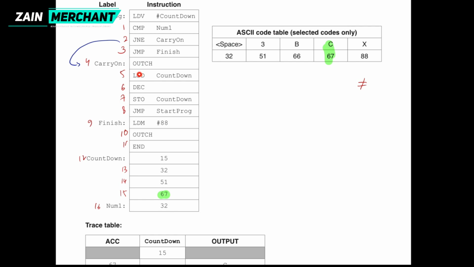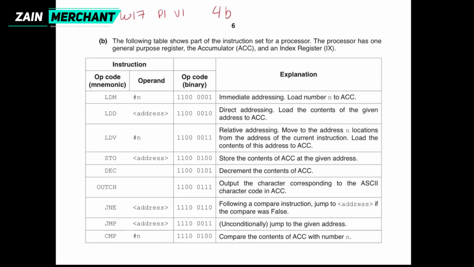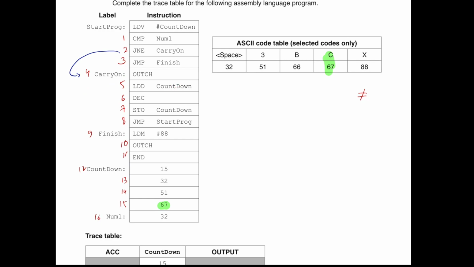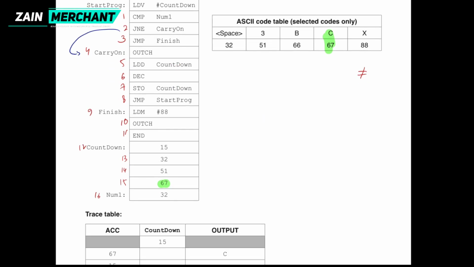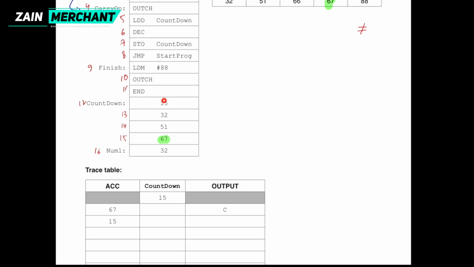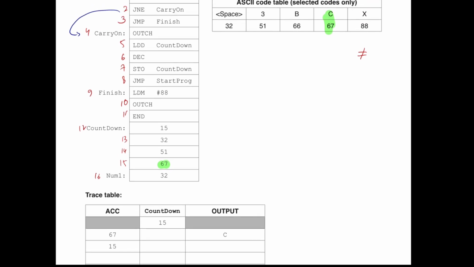Then the next instruction is LDD countdown. LDD is load direct addressing. Load the contents of the given address to the accumulator. The address is countdown. So countdown is 15. Okay. So we move to countdown. The value is 15. So we loaded this value in the accumulator. We have received 15 in the accumulator. Okay, moving on.